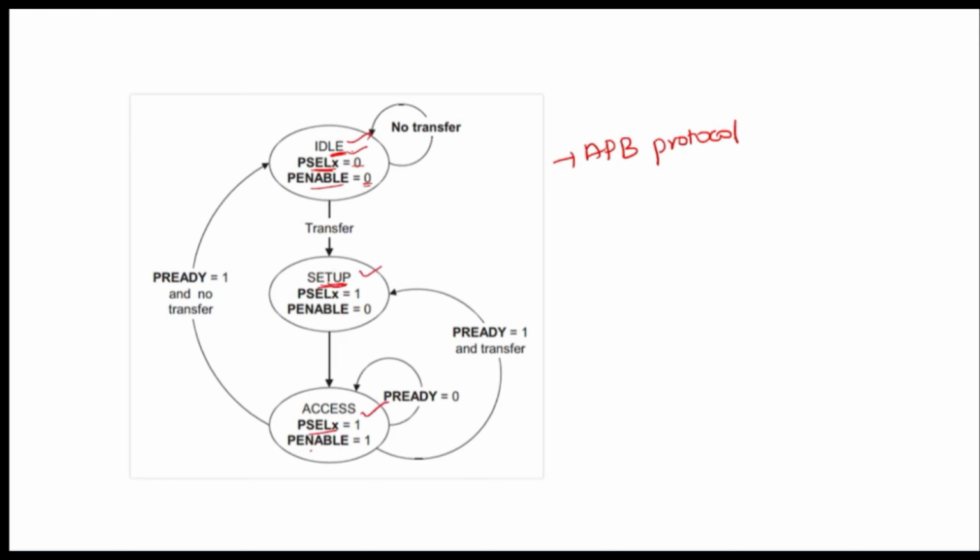Based on the selection and enable inputs, the states change from one state to another, like from idle to setup, and from setup to access. Again from access, it will move to either idle or something else. So based on the sequence that you are giving, it moves from one state to another. These are called conditions. Hope you got an idea of what this is.